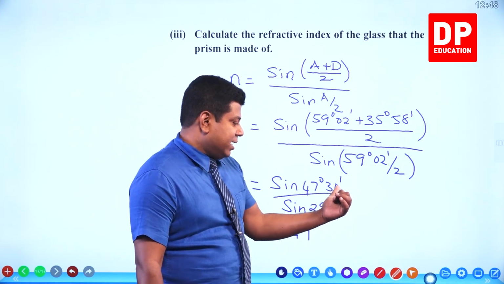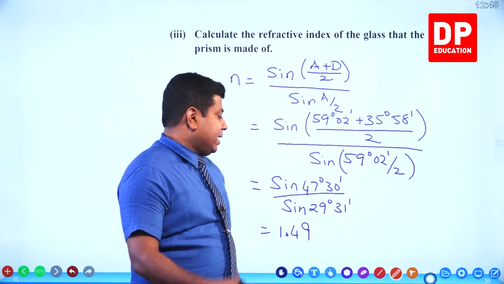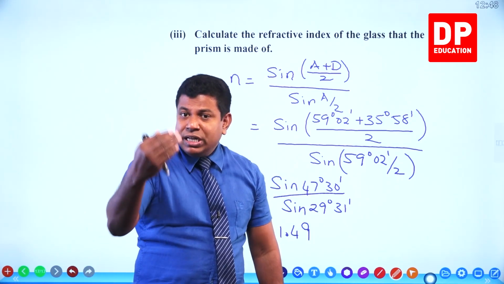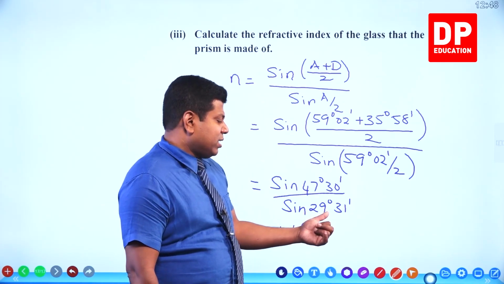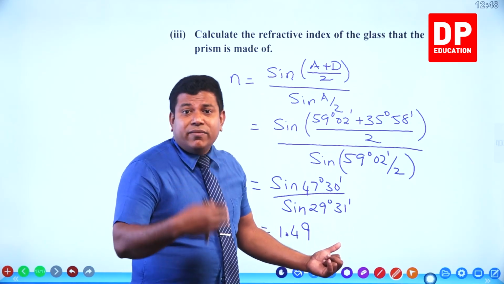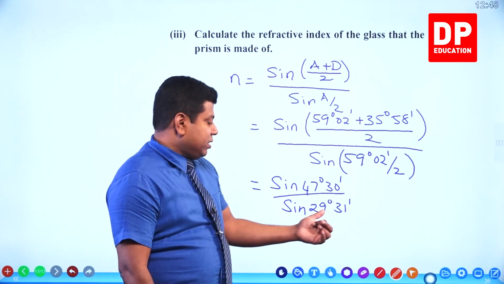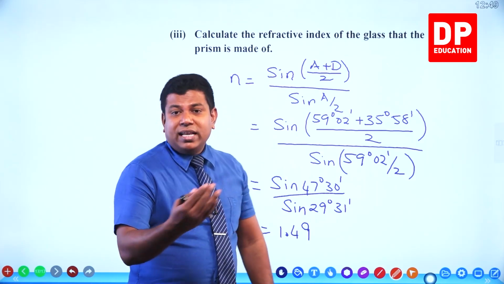But since 30 minutes and 31 minutes you may not be able to find from the sine table, you have to take sine 47 degree and 48 degree, get their sine values, and take the midpoint to get an approximate value. Do the same for the other one also. 31 minutes and 30 minutes are very close, right? So you can take the sine of 29 degrees and the sine of 30 degrees and take the midpoint, which would be approximate for this. In the exam, 1.49 is the right answer.